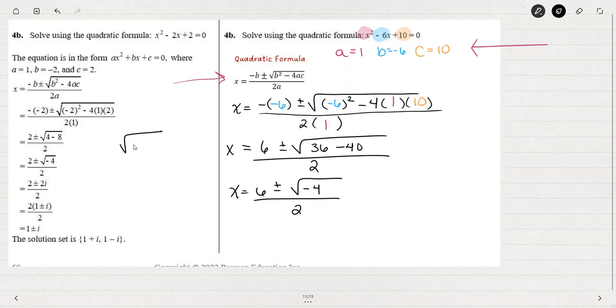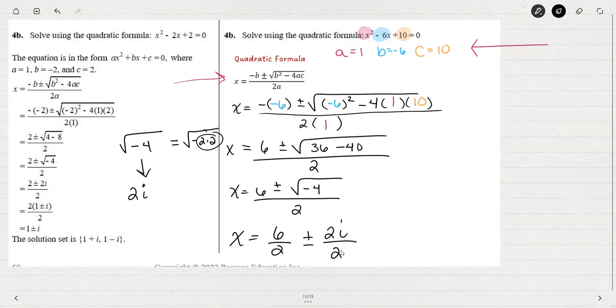Now off to the side, this square root of negative 4, it's like a negative 2 times 2, right? So I can pull that 2 out of the radical. This square root of negative 4 is equal to 2 times the square root of negative 1, or in other words, 2i. So I have x equals 6 over 2 plus or minus 2i over 2.